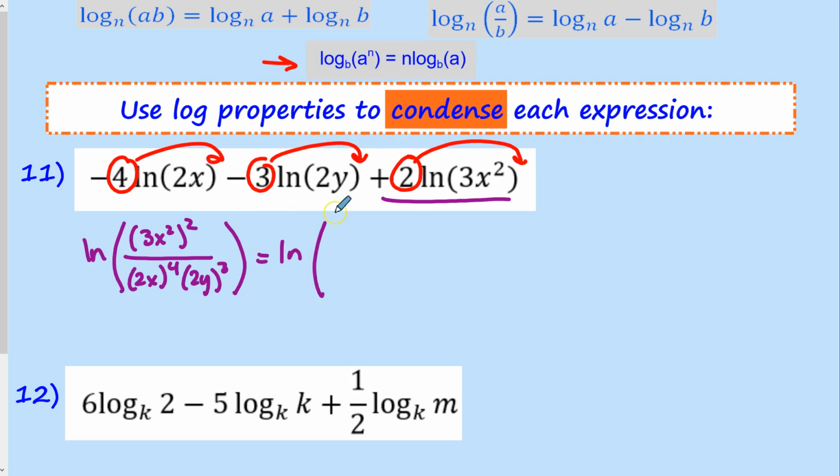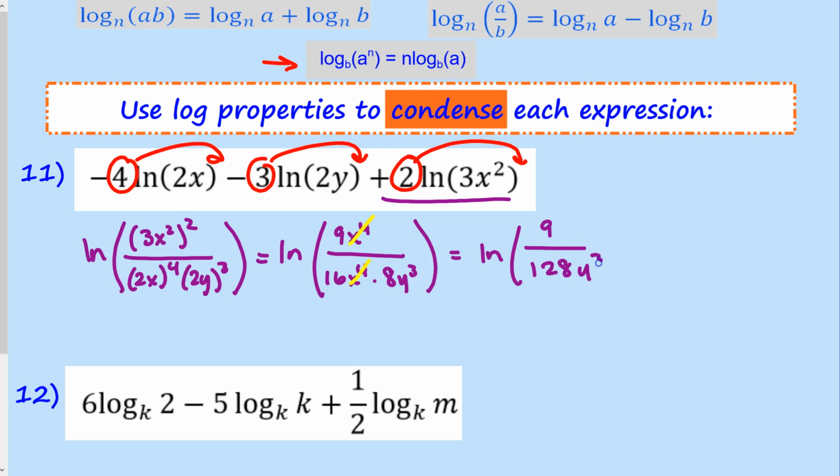Let's go ahead and square the top. So we have the natural log of 9x to the 4th. Let's raise the bottom factors to the 4th and the 3rd. So we have 16x to the 4th times 8y cubed. And then we can cancel those x to the 4ths. And we can multiply the 16 and the 8 together. So we have natural log of 9 over 16 times 8 is 128. So natural log of 9 over 128 y cubed.